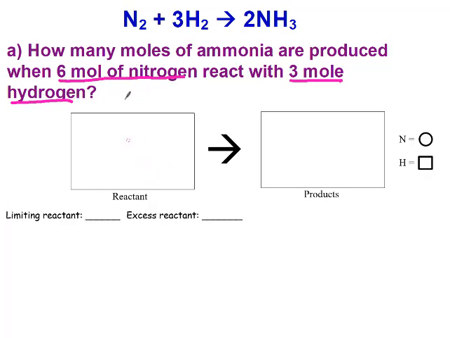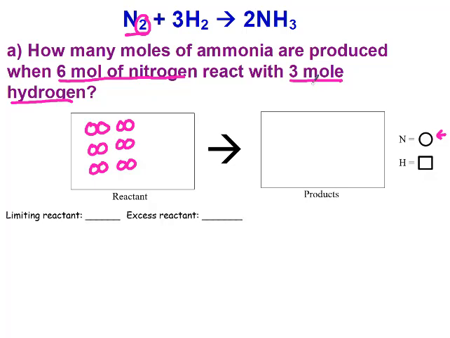So in this reactant box, we should have 6 nitrogens. But notice that nitrogen is diatomic, and it's represented with this circle. So I can't just have one circle. That's 1 mole of nitrogen. We're going to draw, every particle is going to represent 1 mole. So that's 1 mole of nitrogen, 2 moles of nitrogen, 3 moles of nitrogen, 4, 5, 6 moles of nitrogen. And again, there's 2 circles because it was diatomic.